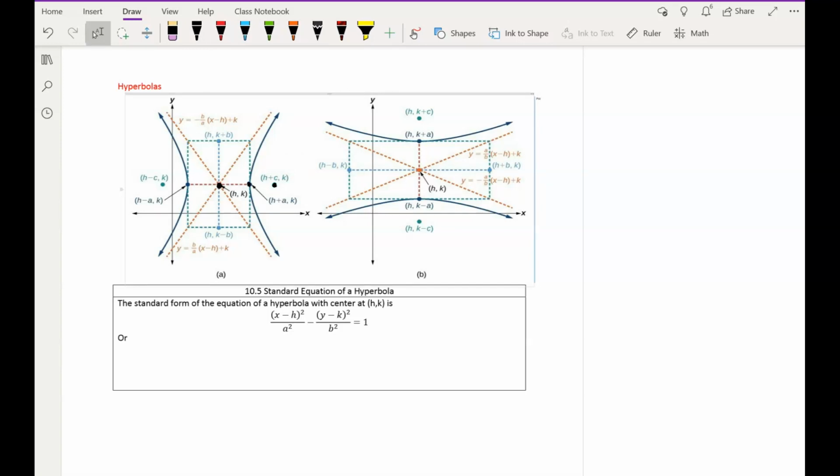And we're going to have a major and minor axis. In this context, we're going to call it the transverse axis, which is this larger part. This is the transverse axis in both of them.